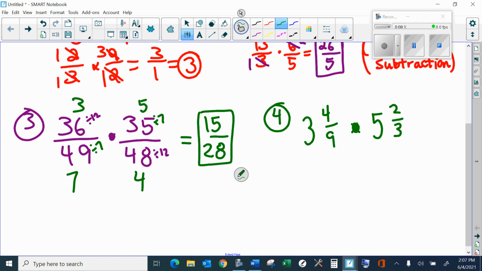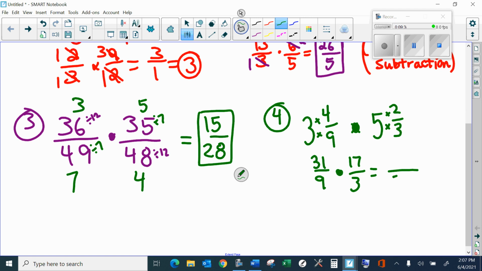9 times 3 is 27, plus 4 is 31 over 9. 3 times 5 is 15, plus 2 is 17 over 3. Now, if I notice right here, I look at cross canceling, there is no GCF on either of them. Okay, so I would just multiply straight across and that would be my answer.